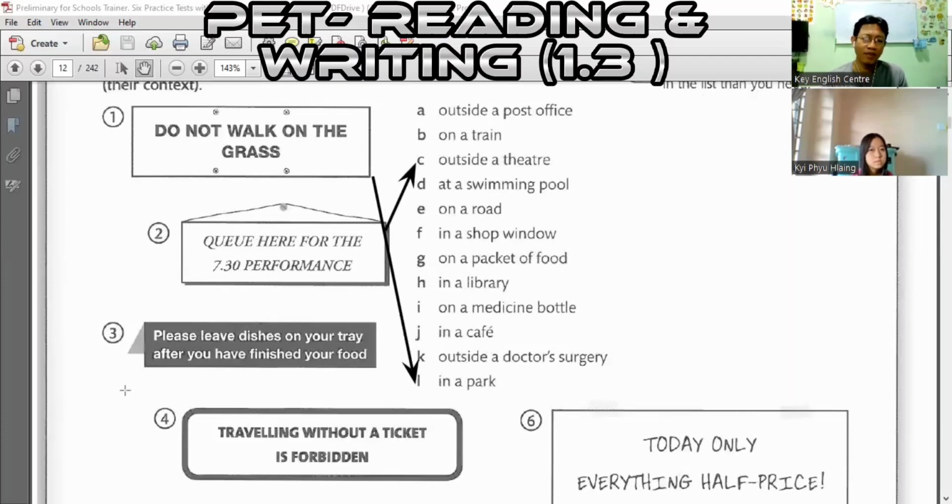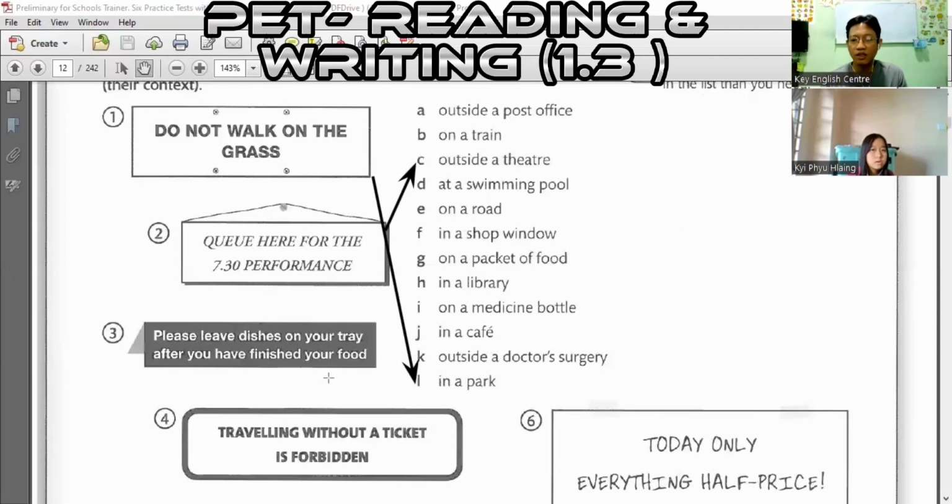Number three is, please leave dishes on your tray after you have finished the food. Leave dishes on your tray after you have finished, after eating. Or maybe, after you have finished your food, leave dishes on your tray.